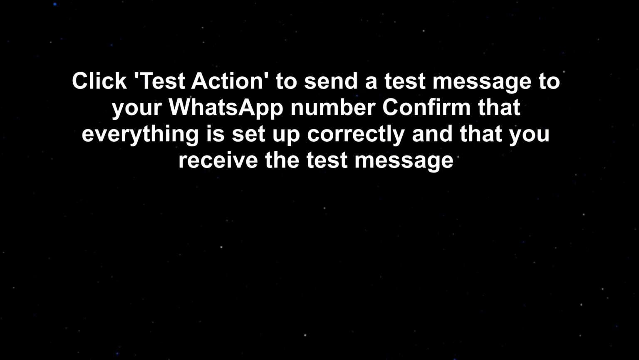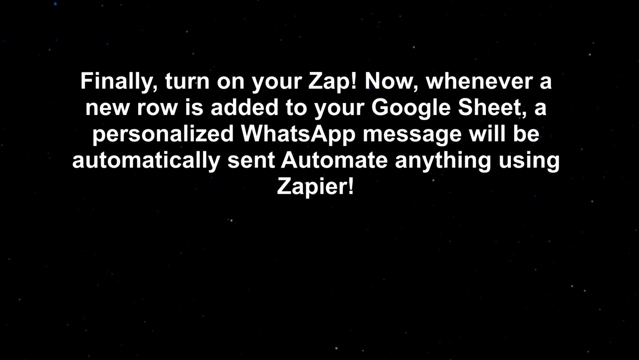Click Test Action to send a test message to your WhatsApp number. Confirm that everything is set up correctly and that you received the test message. Finally, turn on your Zap. Now, whenever a new row is added to your Google Sheet, a personalized WhatsApp message will be automatically sent. Automate anything using Zapier.